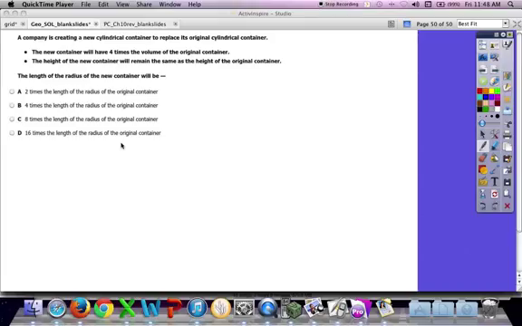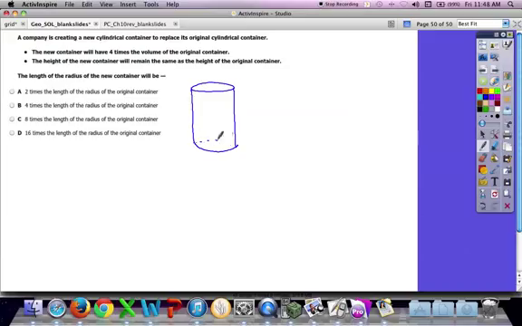A company is creating a new cylindrical container to replace its original container. So cylindrical means it looks like a cylinder, right? Like a can of Coke or a can of soup. That's a cylinder. Okay, the new container will have 4 times the volume of the original container. Okay, so let's see.